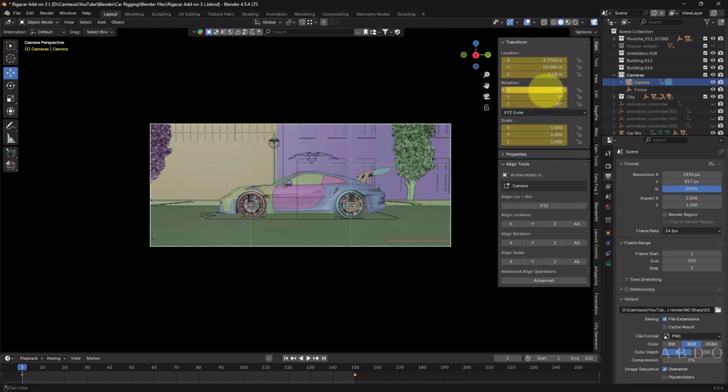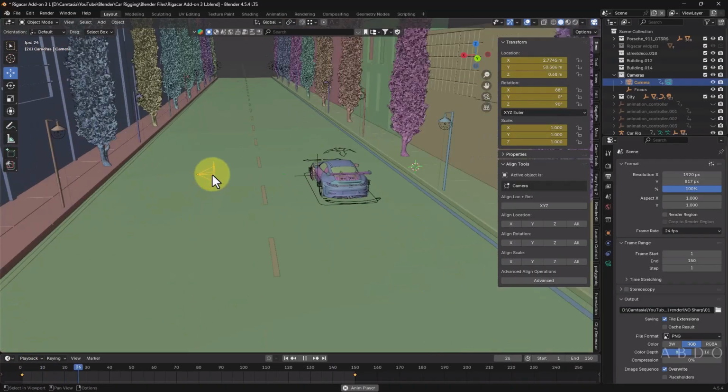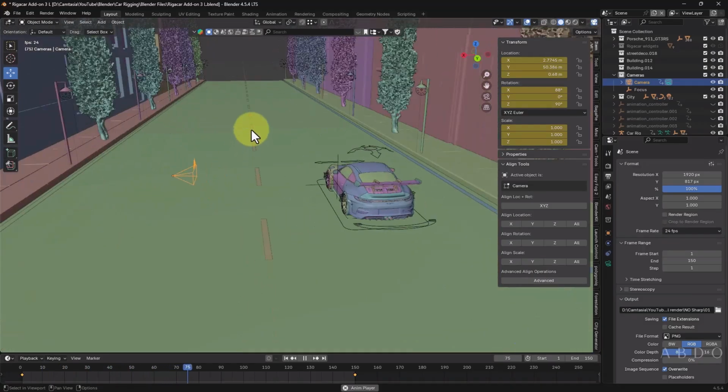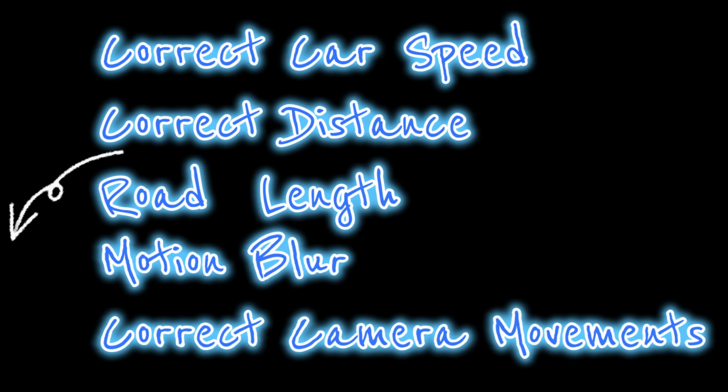Realistic speed in animation is a mix of real-world value, camera work, and motion blur. When they work together, your animation feels cinematic. If your animation looks good but doesn't feel fast, you now know why.